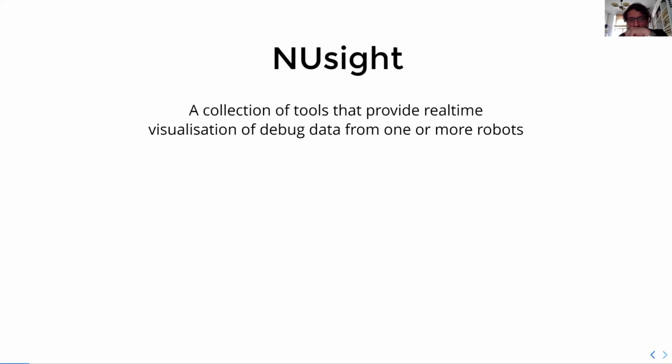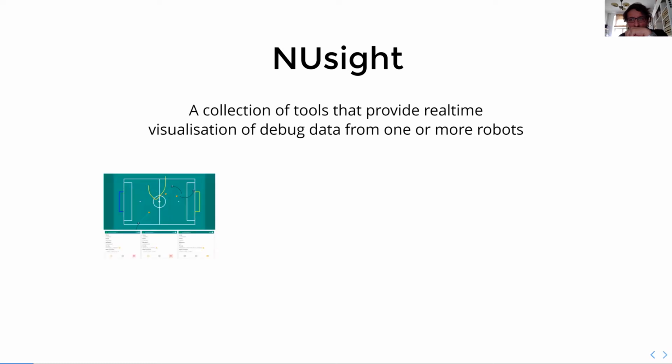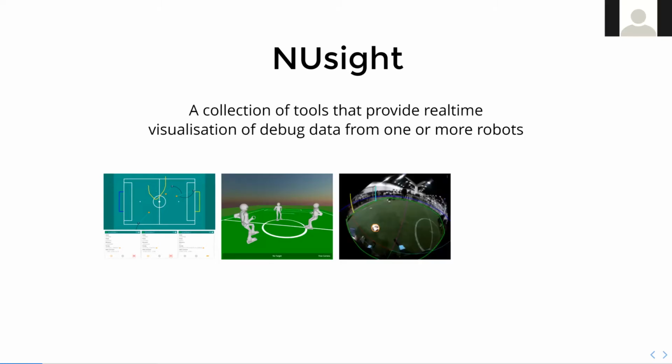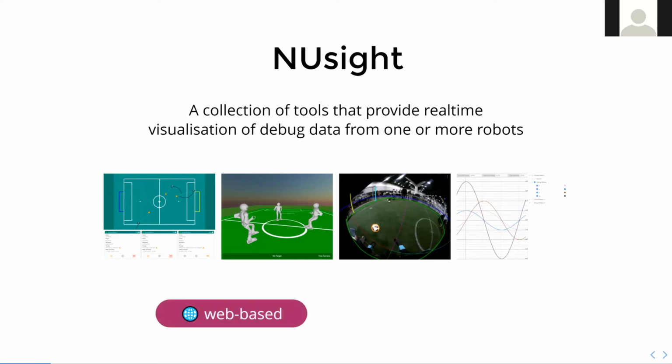So for the past several years, the NUbots team has been building and using a visual debugging tool, and this tool we call NUsight, which is a collection of related smaller tools that provide real-time visualization of both low-level and high-level data from a robot. It includes a dashboard, a 3D localization view, a vision view, as well as a chart view. More on these later. So NUsight itself is web-based.